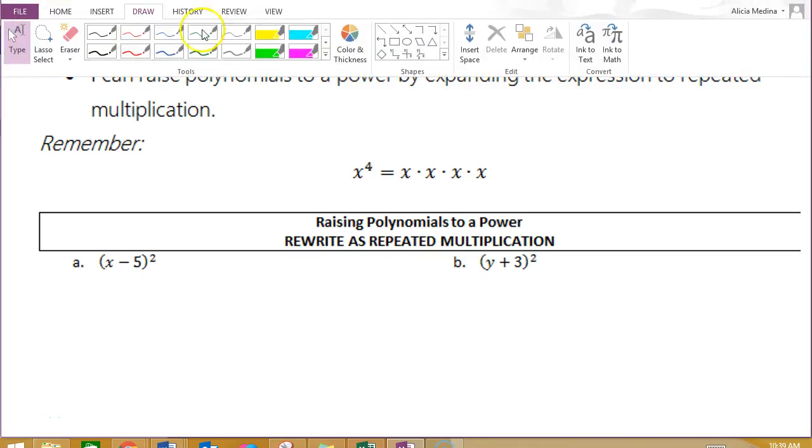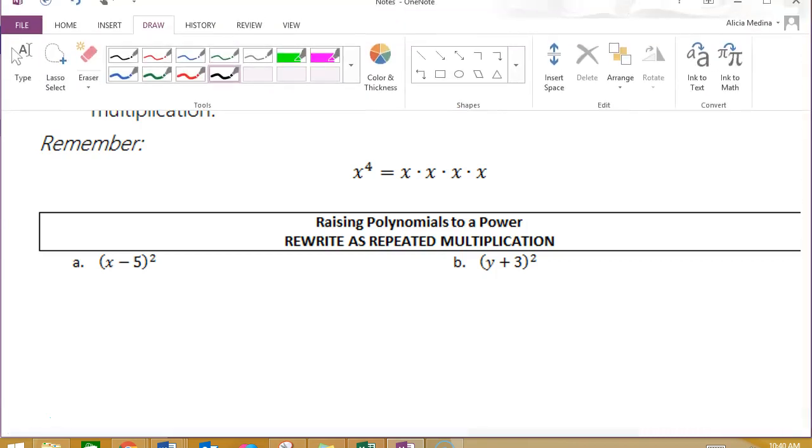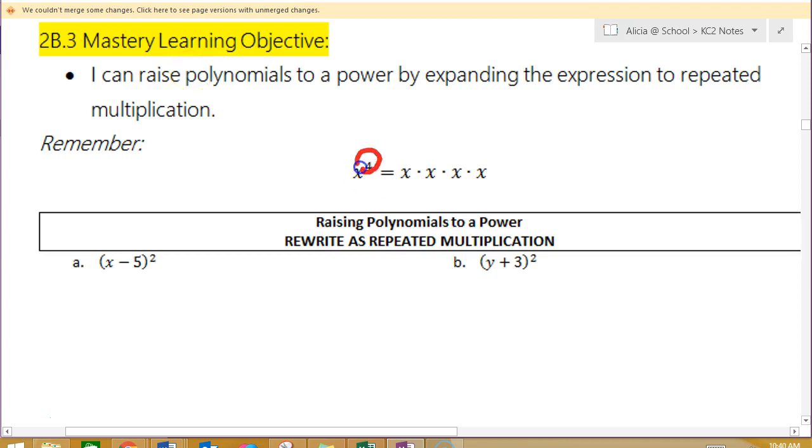Hey guys, in this video we're going to be covering Target 2B.3, and our mastery learning objective is being able to raise polynomials to a power by expanding the expression to repeated multiplication. So, a recap just so that we remember: if we had x to the fourth, that exponent, which is a 4, tells you how many times you need to multiply the base by itself. So we are multiplying x times itself 4 times.